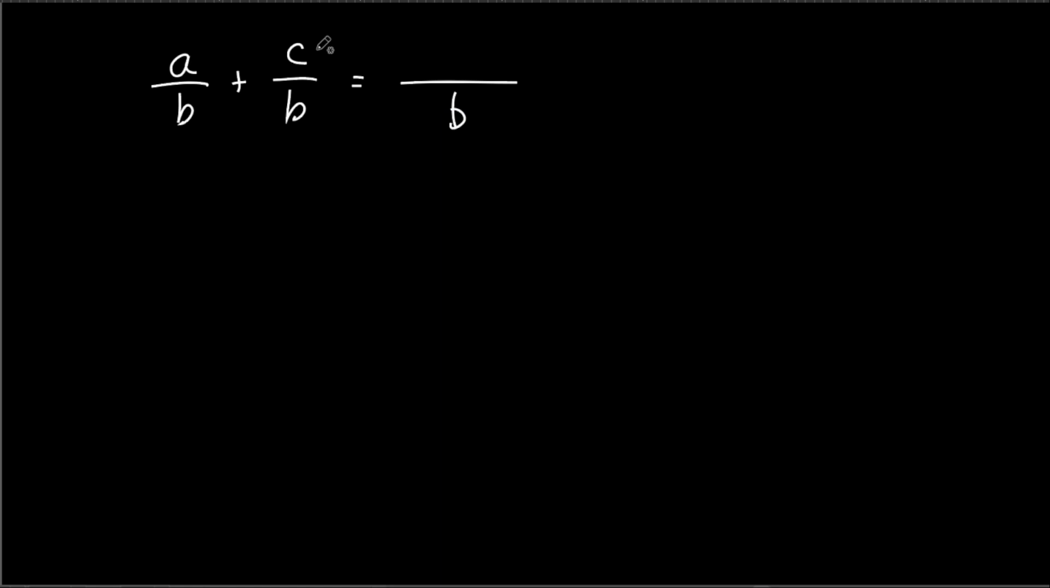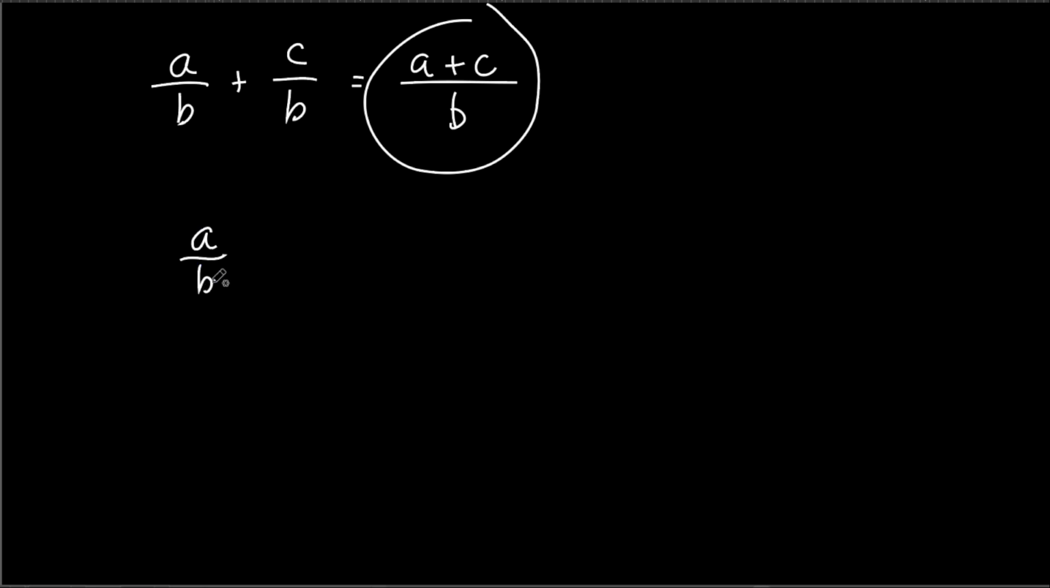Now what do I do at the top? Just add them up. I don't have to change anything because I already had a common denominator. So what's the top right here? A plus C. It's not AC, it's A plus C. Just like that, right? We did that earlier. Subtraction is the same thing. No big deal.